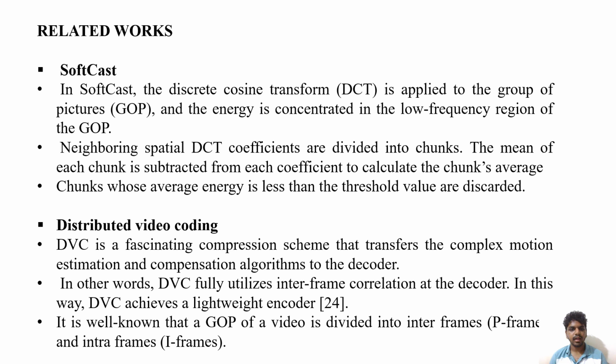SoftCast. In SoftCast, the discrete cosine transform is applied to the group of pictures and energy is concentrated in the low frequency region of the GOP. Neighboring spectral DCT coefficients are divided into chunks. The mean of each chunk is subtracted from each coefficient to calculate the chunk average. Chunks whose average energy is less than a threshold value are discarded.